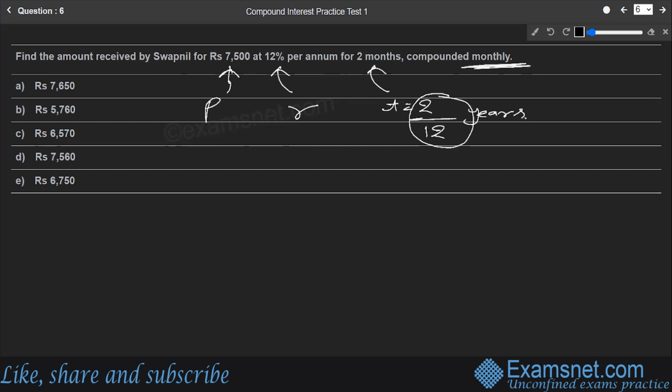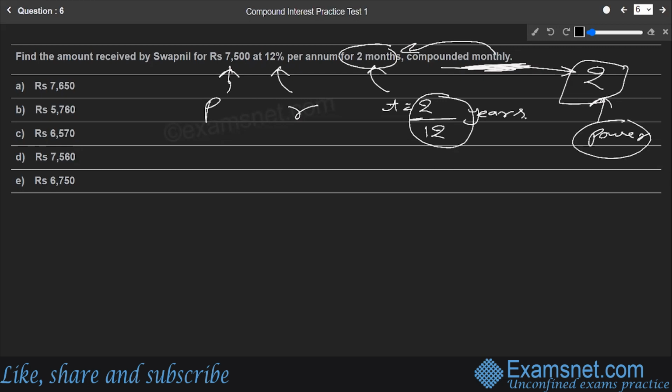And the thing to note is that it is compounded monthly. So in a period of 2 months, how many monthly compoundings are possible? Compounded monthly means after every month things are getting compounded. With a tenure of 2 months only, the compounding will be done 2 times. So that's what will be used as the power in the compound interest formula. The power will be 2.